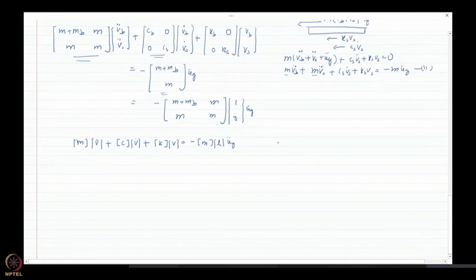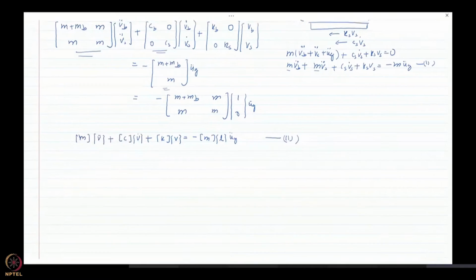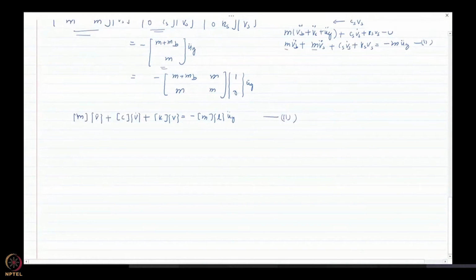So this is the multi-degree of freedom equation for my base isolated system. This is what we need to solve to find out the frequencies of the base isolated structure and the superstructure, or rather the different modes, and the participation factors and everything. So this is what we are going to utilize.